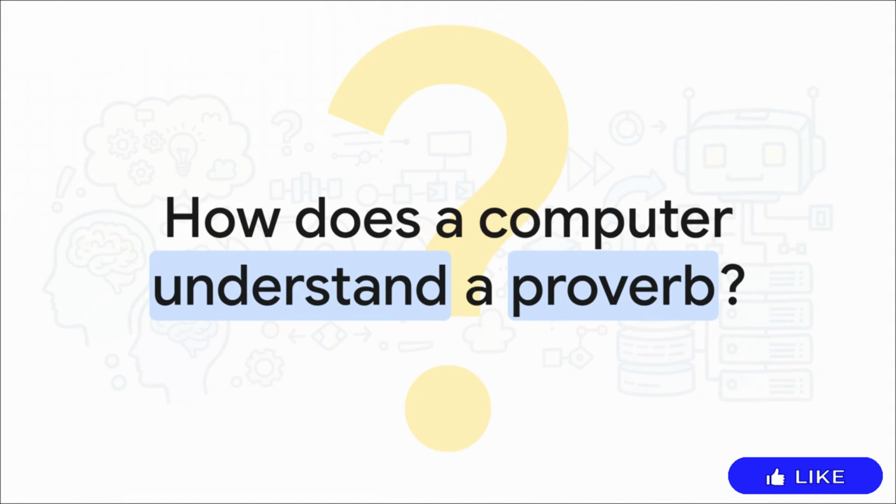So really, how does a computer get it? I mean, it can't understand the cultural history behind the phrase. It just sees words. What it needs is a precise, totally unambiguous formula. It needs to turn our kind of messy human language into the super rigid structure of predicate logic. And that's what we're going to build, right now, step by step.